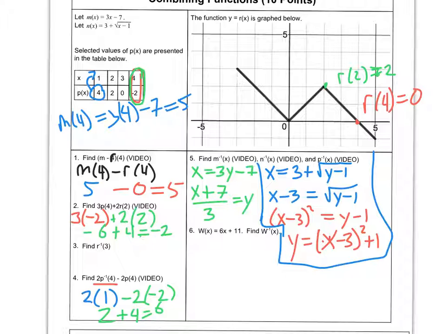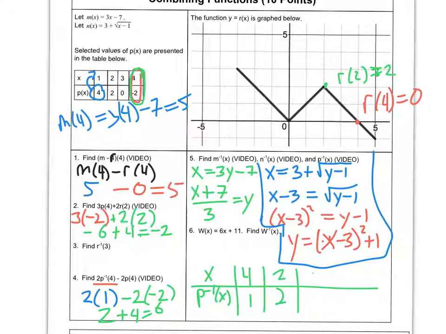The inverse of the table, p of x, that's going to switch things around. So we've got x and p inverse of x. And 1, 4 is going to become 4, 1. 2, 2 is going to become 2, 2. 3, 0 is going to become 0, 3. And 4, negative 2 is going to become negative 2, 4.